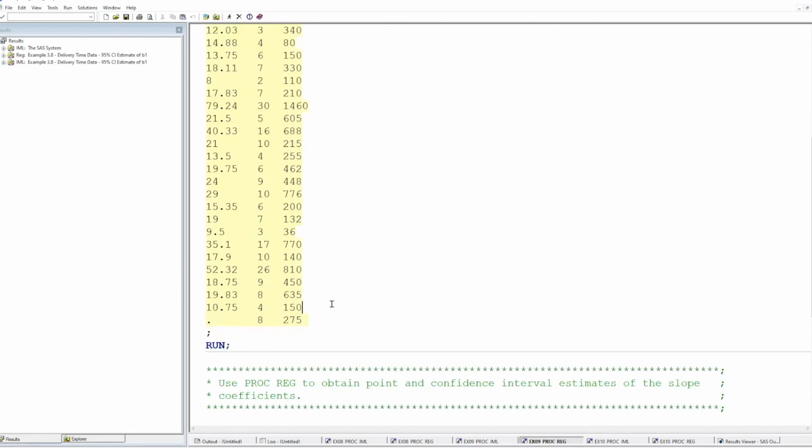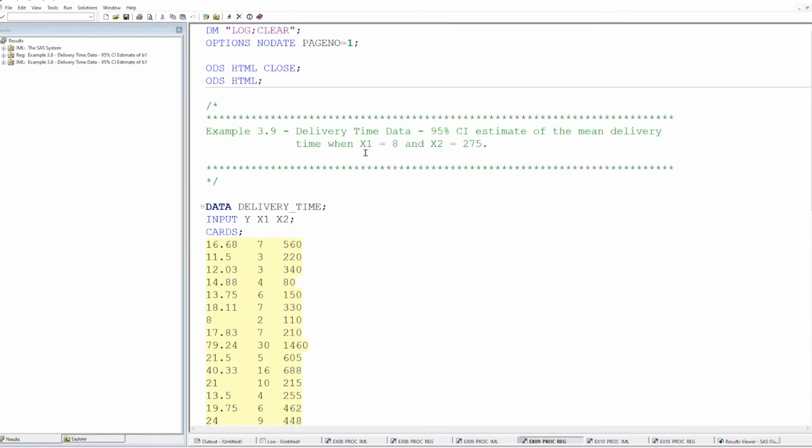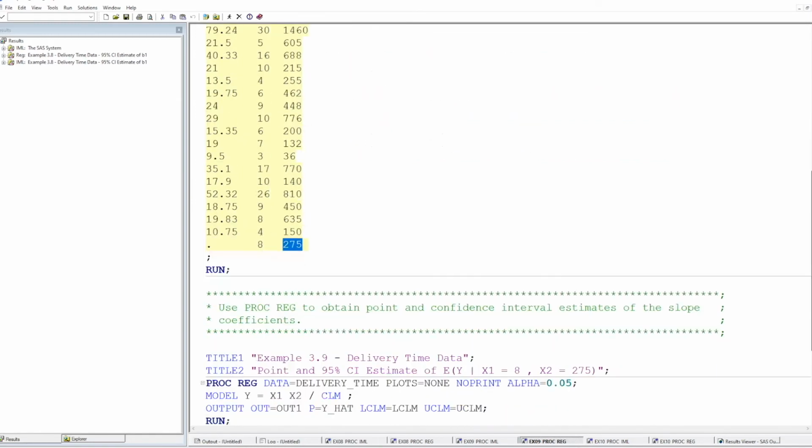At the very end, I'm going to include a line that has x1 equal to 8, x2 equal to 275, which is the point at which we want to estimate the expected value of y. But we're going to leave the value of y, the delivery time, missing. The way we do that is by entering a dot. You don't leave a space, because if you have a blank there, it's not going to read this correctly. The dot is what SAS uses to represent a missing value.